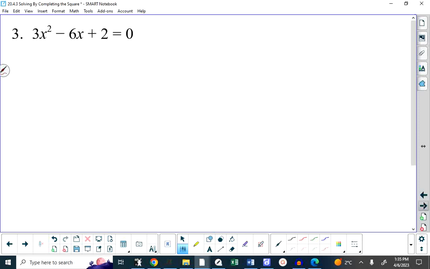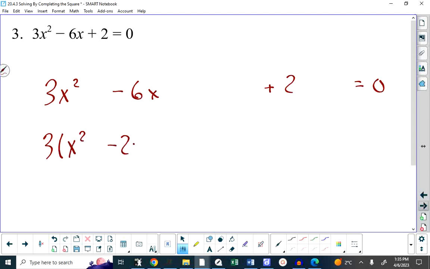So what we do is, you don't need to write this step. It's not necessary. But I just want to reinforce that the 2 over here is not really part of what's going on just yet. I need to factor the 3 out of both of these terms. Then I can worry about adding some number. What number do I add? I add the number 1 because half of the coefficient of x is negative 1. Quantity squared is positive 1.